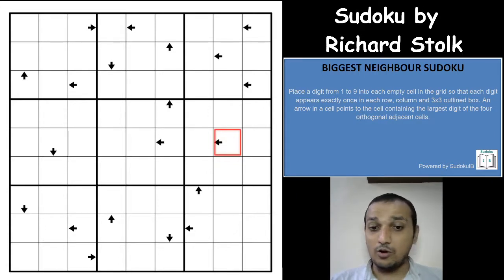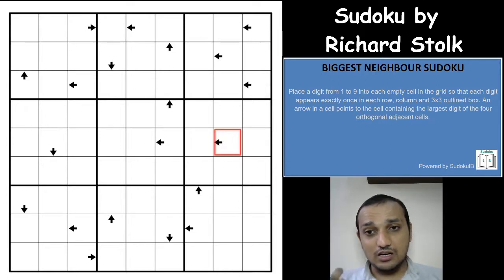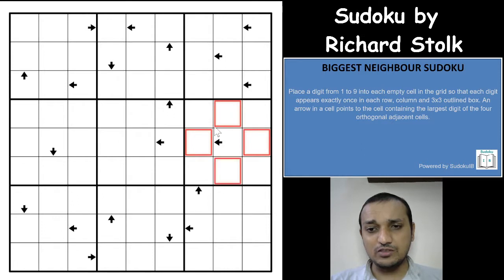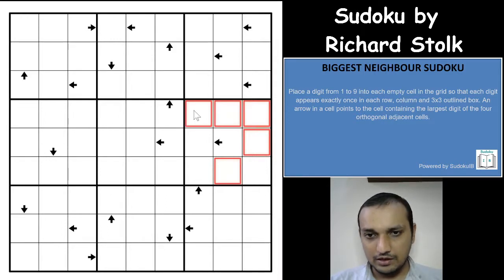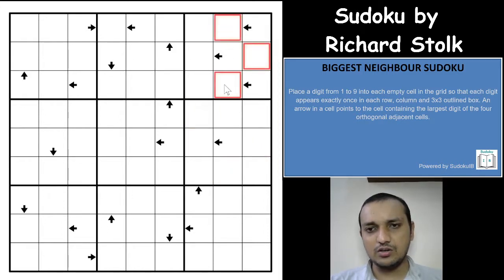I don't know how to start this Sudoku except that out of the 4 orthogonal cells, 9 will always come in one of the cells that is pointed by an arrow. Not sure what else we can use here. So 9 cannot be in any of these cells. 9 cannot be here, so 9 can be in one of these 4 cells. That doesn't give us much. Same way, 9 cannot be here, here or here. Nothing much.